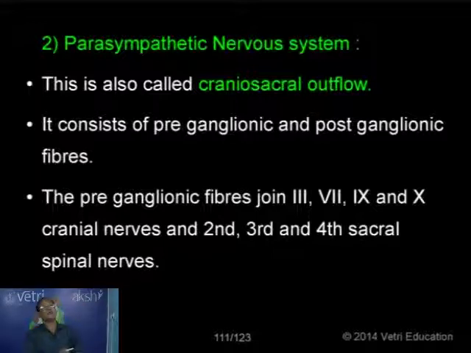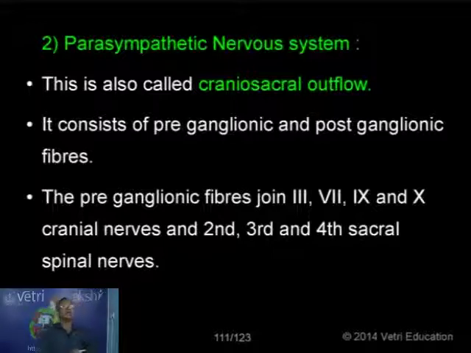It consists of pre-ganglionic and post-ganglionic fibers. Before the ganglion we have a preganglionic nerve fiber, and after the ganglion we have a postganglionic nerve fiber. Even in the sympathetic nervous system we have pre-ganglionic and post-ganglionic nerve fibers. Here, in the parasympathetic, the pre-ganglionic nerve fibers are longer, and they form a synapse with the ganglion formed near the organ. But in the sympathetic nervous system, the preganglionic nerve fiber is shorter. It forms a synapse with the ganglia present near the vertebral column. That is the main difference: preganglionic nerve fiber is shorter in the sympathetic and longer in the parasympathetic nervous system.